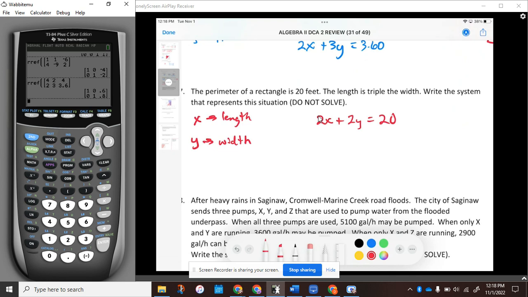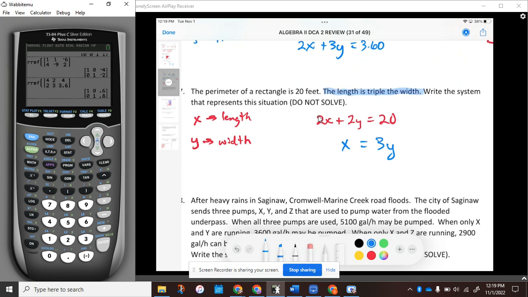This second sentence right here, the length is triple the width. If you are tripling something, what are you doing? Multiplying times what? Times 3, right? So it's telling us that length is 3 times the width, yeah? Don't overcomplicate this thing. It's just 3 times width, okay?